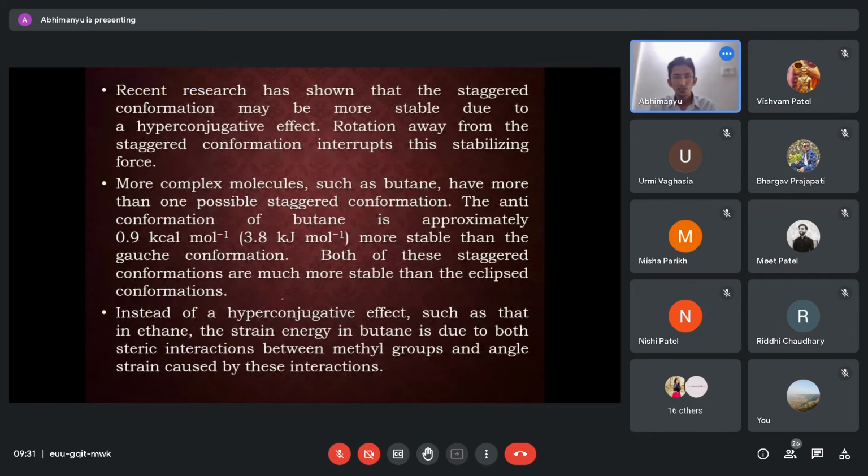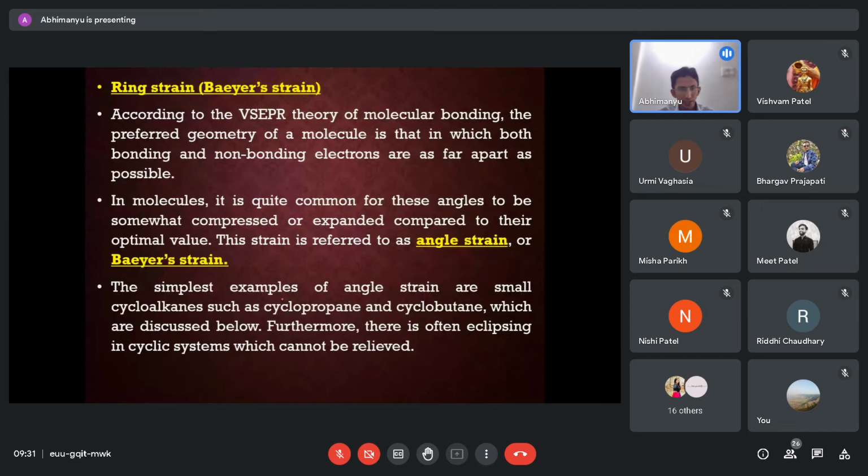the topic. And the last topic of this strain, I kept two topics pending to discuss later. First one is the 1,3 diaxial strain and another is the torsional strain.